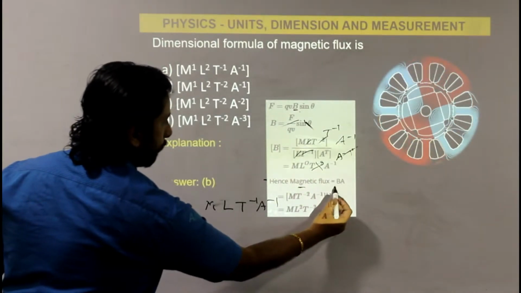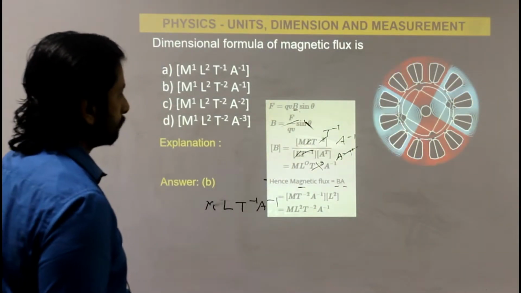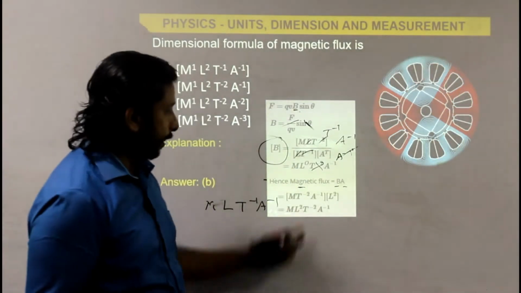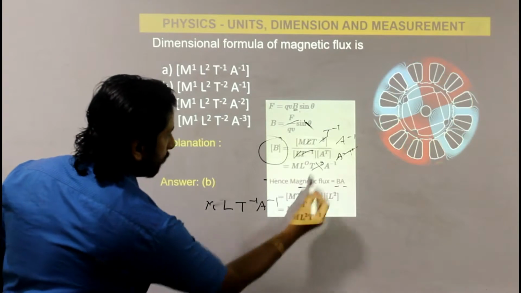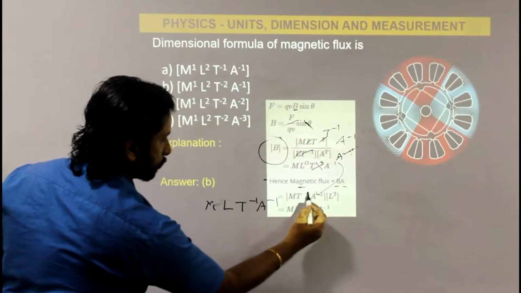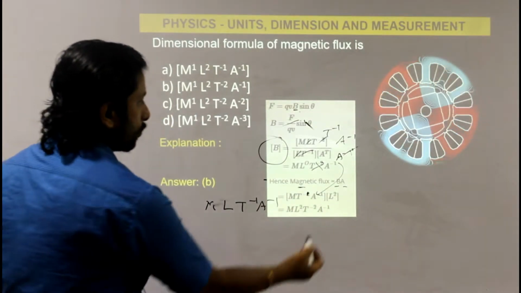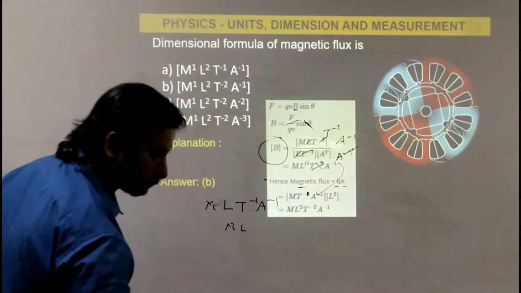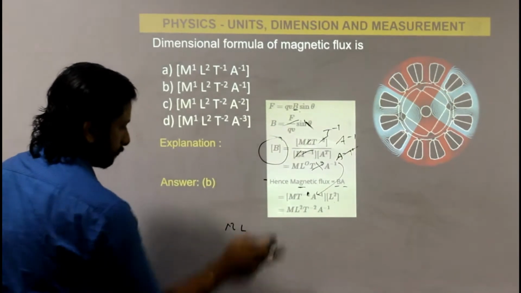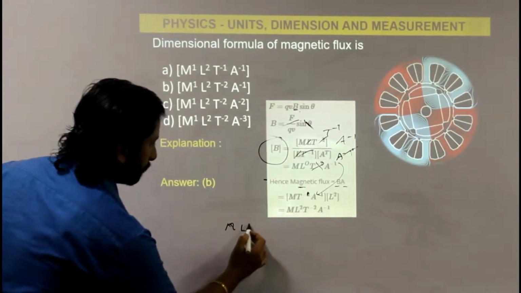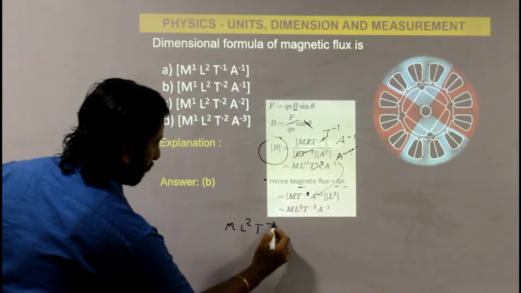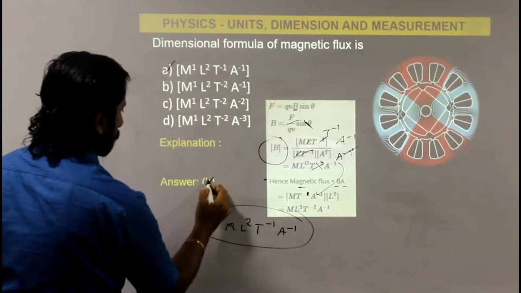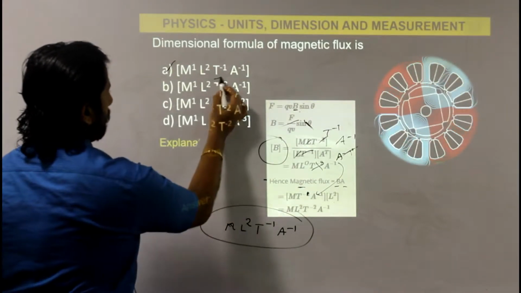Magnetic flux is equal to B into area. So I need to calculate the magnetic induction B, and from there calculate the area. I got the B here, with T power minus 1, and you got the L square here. We got the final formula: M L square T power minus 1 A power minus 1. So the answer is A, it's not B. The answer is A.